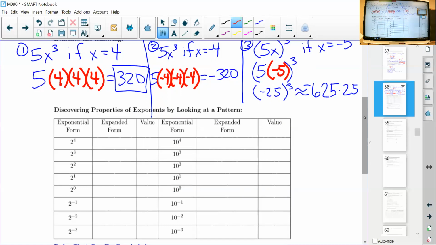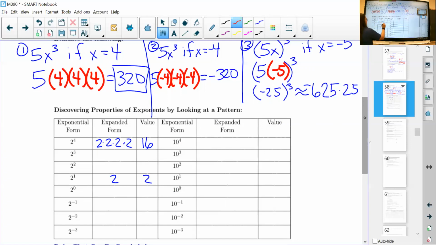Okay, moving on. Looking at a pattern, we have expanded form, which basically means just write it out. 2 times 2 times 2 times 2. Well, 2 times 2 is 4, times 2 is 8, times 2 is 16. So we have that. We could do 2 cubed, 2 squared. I'll let you fill in those. Go down to here, which is just a 2. 2 to the 0.